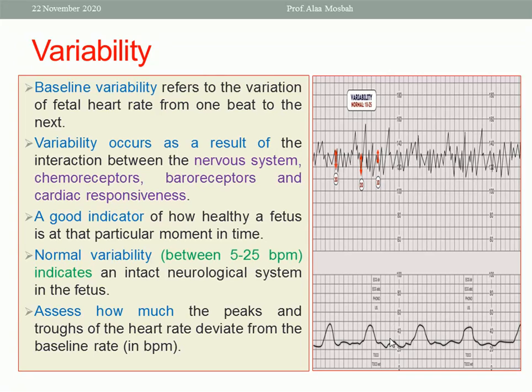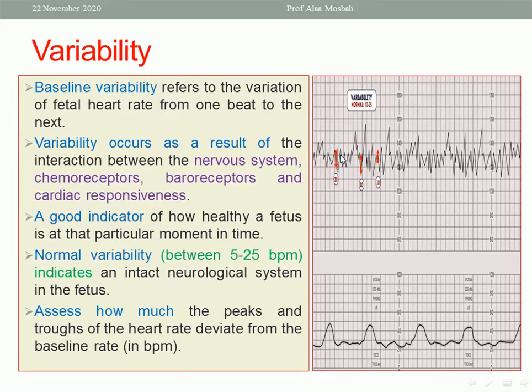What about the variability in CTG? Baseline variability refers to the variation of fetal heart rate from one beat to the next. This area is called the variability, baseline variability.